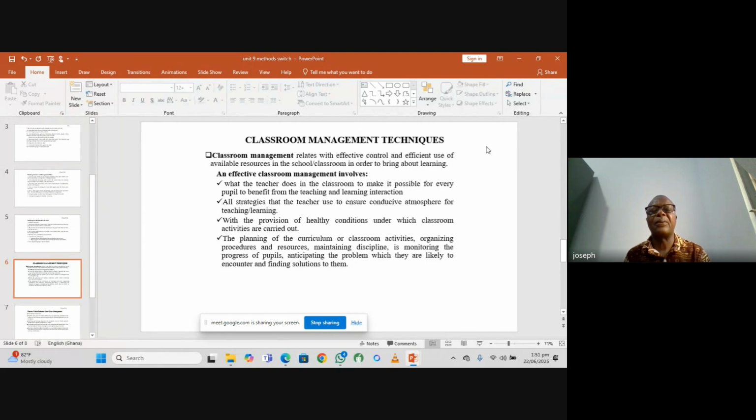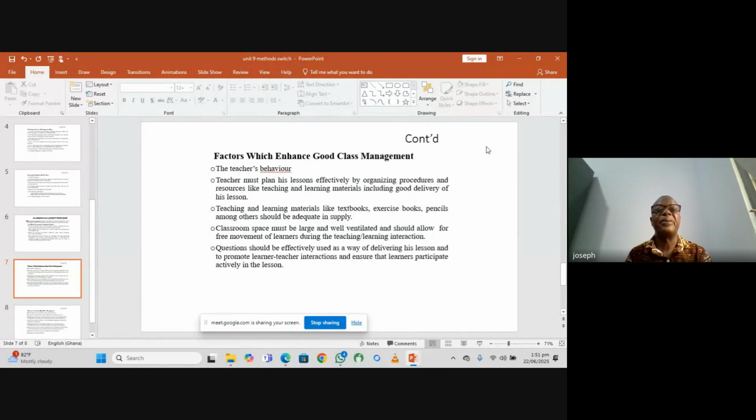The planning of the curriculum or classroom activities, organizing procedures and resources, maintaining discipline, monitoring the pupils' progress, and all those things that will happen in the classroom and how you help to overcome them constitute classroom management, as we are doing already. Factors which enhance good classroom management. The teacher's behavior. Your behavior will enhance classroom management depending on how you behave with your learners in the classroom.